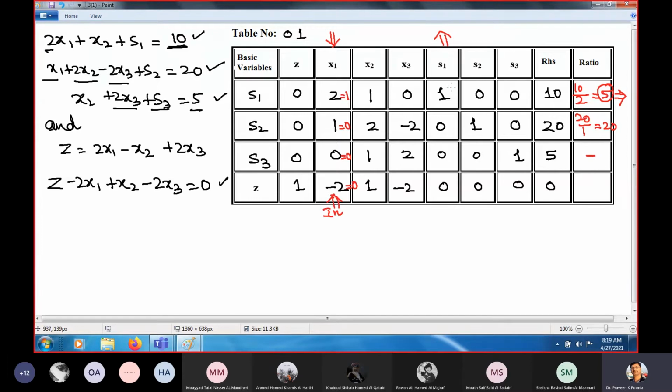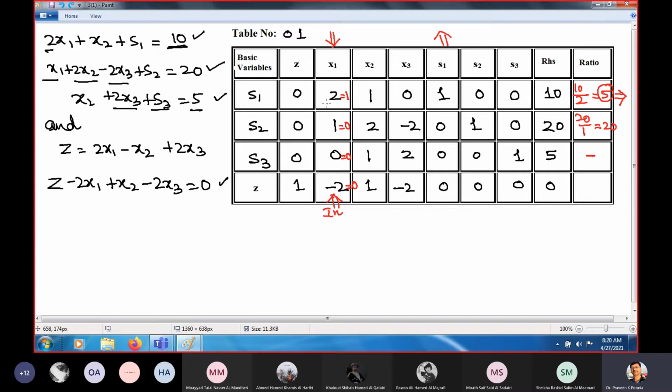So to draw another table, whatever is the outgoing variable, same to same you need to create. You need to change it for the incoming variable. This is the incoming variable. So here is 1, so you need to change this 2 into 1. Here is 0, this should be 0. Here is 0, this should be 0. Here is 0, this should be 0. This is how we are making another table.